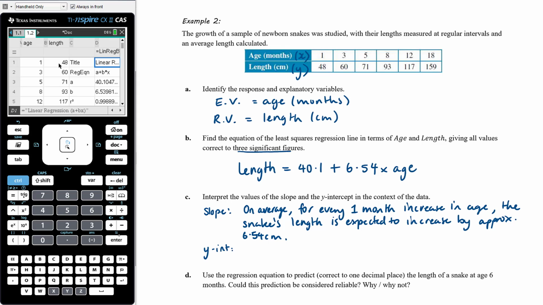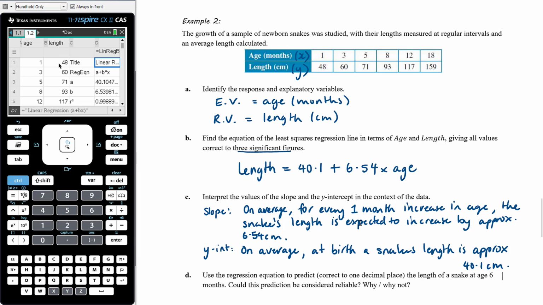Y-intercept is 40.1, so that says on average, when the age is 0, so that is when the snake is born, at birth, a snake's length is approximately 40.1 centimeters.